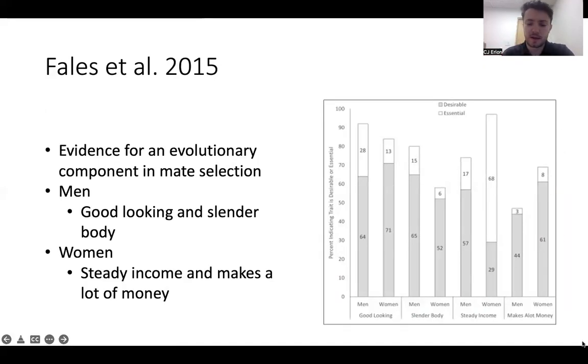So as you see in the graph here, we have various attributes such as being good looking and having a slender body versus a steady income and making a lot of money. And we have men and women for each. Based on this study, men look for more of a good looking mate with a slender body, versus women look more for steady income and making a lot of money. Based on this theory, that would be to provide resources.